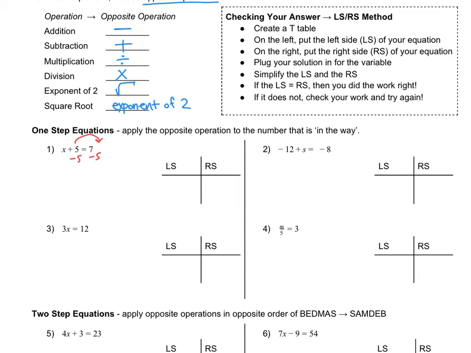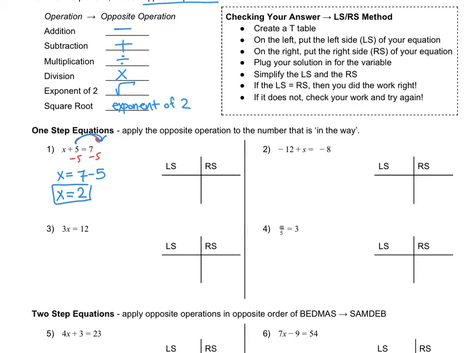Now, the way you show this is really up to you. You can show the subtracting 5 from both sides, or what I personally like to do, I show that I'm bringing the 5 to the other side, and when it moves to the other side, the sign changes. And that way we deal with that opposite operation idea. And 7 minus 5 is 2.